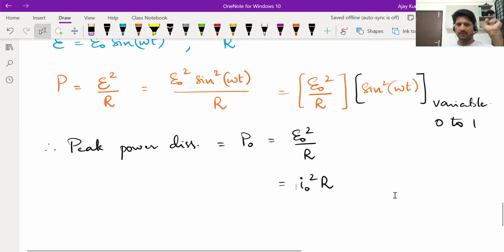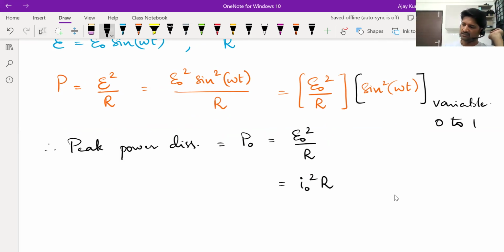That's the peak power, maximum power, but that will happen at very few instants because sine square will be 1 only when the angle is pi by 2, 3 pi by 2, 5 pi by 2 and so on. Other times it will be less than 1. So at other times the power will be less than E naught square by R. Sometimes it will become 0 also. So we'll be interested in knowing what is the average power dissipated by the resistor.